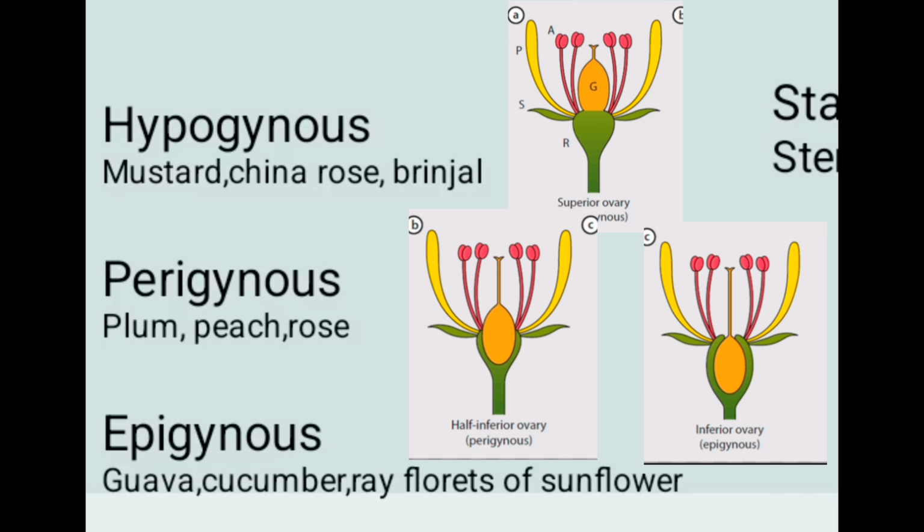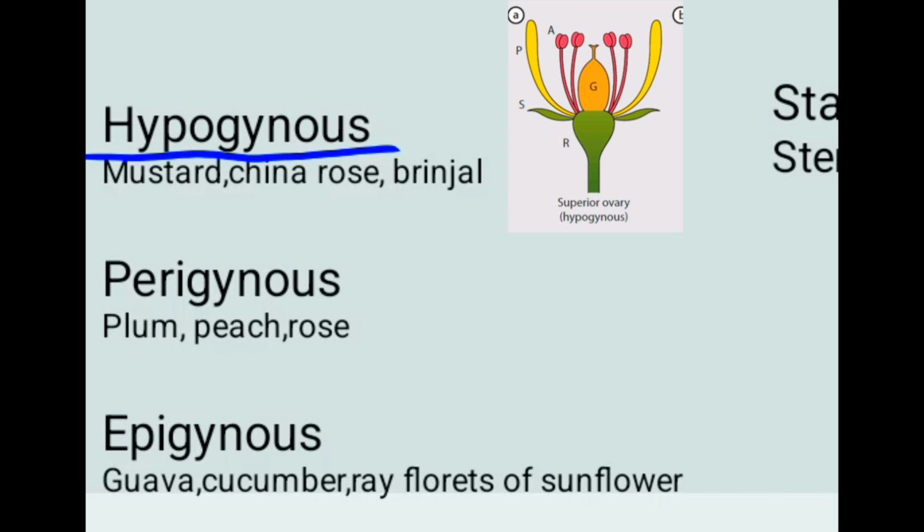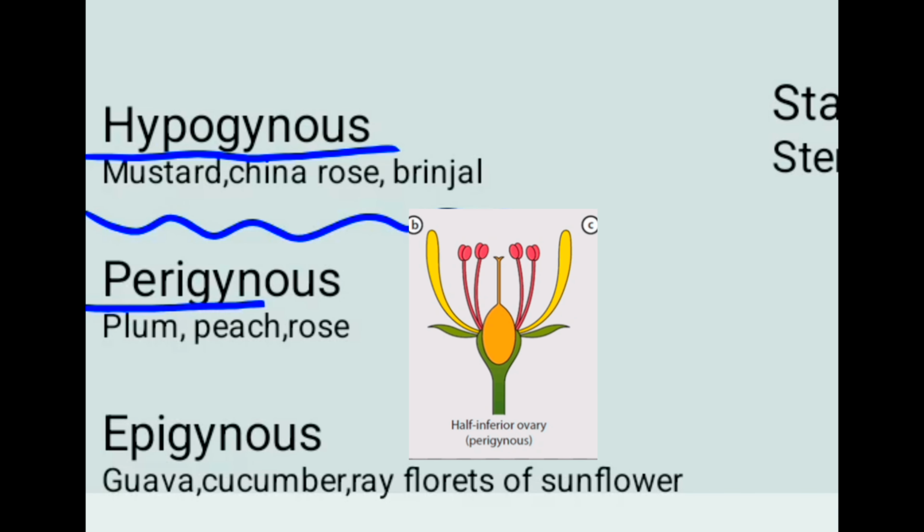Flowers are divided into three groups based on the position of calyx, corolla, and androecium with respect to the ovary on the thalamus. One is hypogynous. Hypogynous means superior ovary. It is found in mustard, China rose, and brinjal. The next group is perigynous. Perigynous means half inferior ovary. It is seen in plum, peach, and rose. The gynoecium is situated at the center and the other parts of the flower are located at the rim of the thalamus.